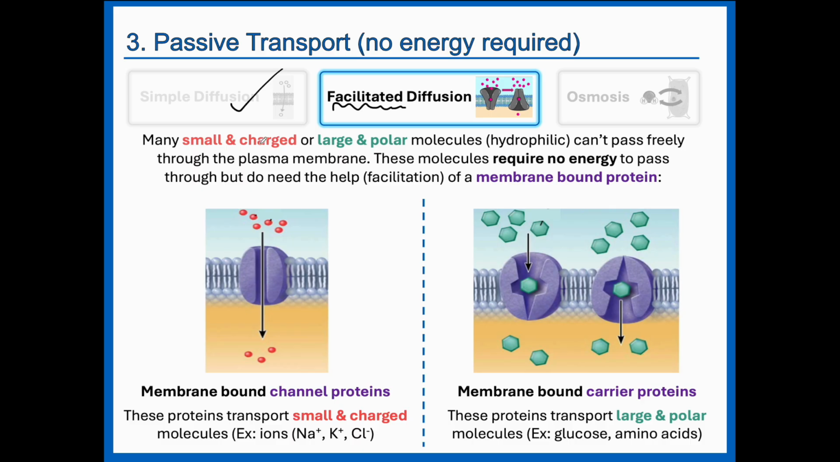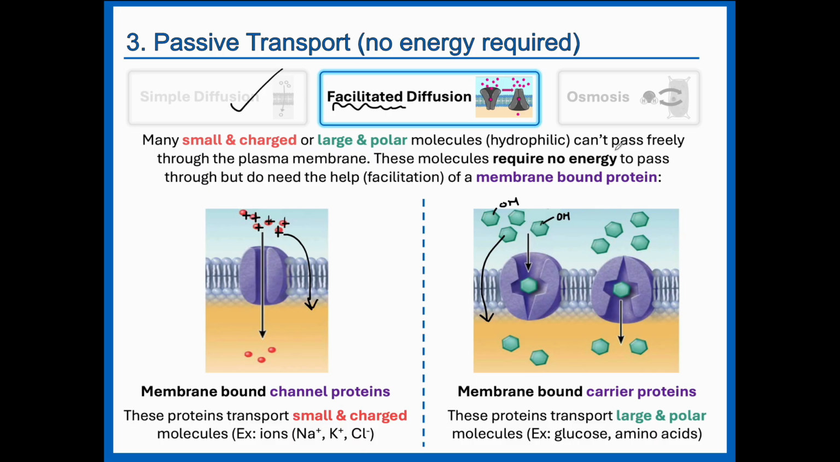Many small and charged particles, like over here, right? Imagine these being small and charged. Or these big, large, and polar molecules, imagine these glucoses with all their OHs. They are hydrophilic and they cannot pass freely through the plasma membrane. They cannot go this way because they're polar or they're charged.